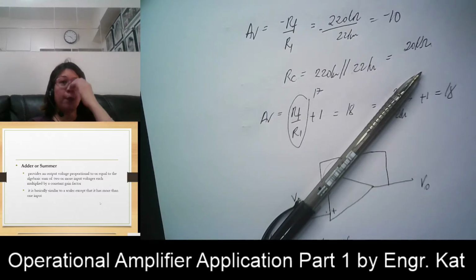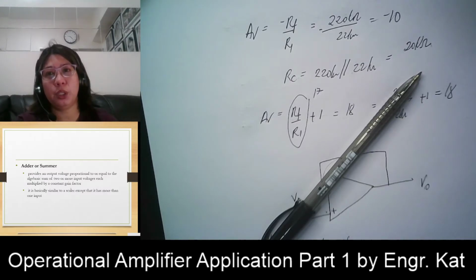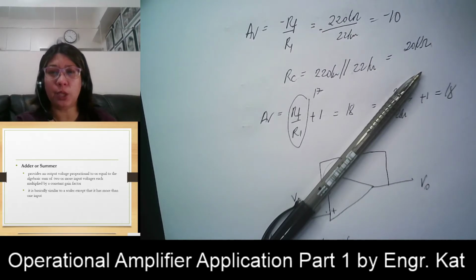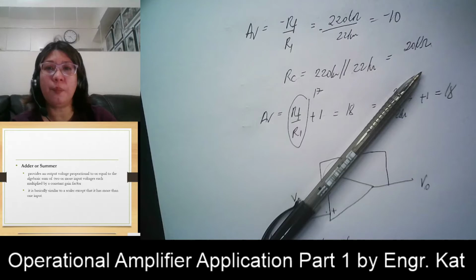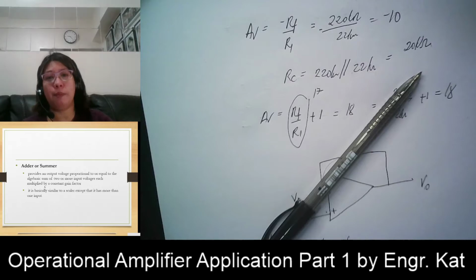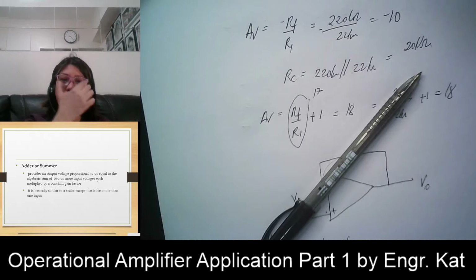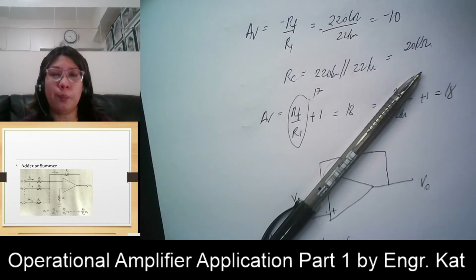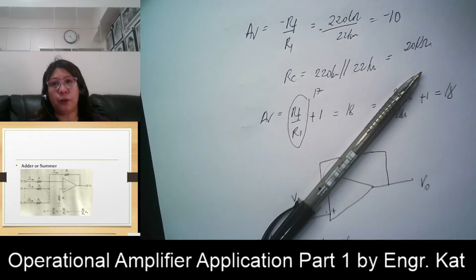So another practical application for our operational amplifier is the adder or summer. So what is an adder or summer? This provides an output voltage proportional to or equal to the algebraic sum of two or more input voltages, each multiplied by a constant gain factor. This is basically similar to a scaler, except that it has more than one input. So for example, this is our circuit for an adder or a summer.